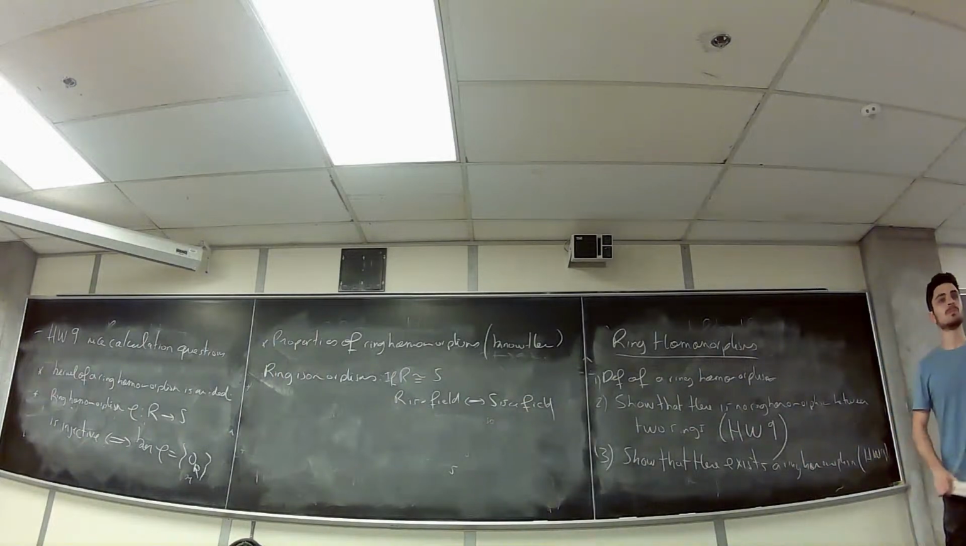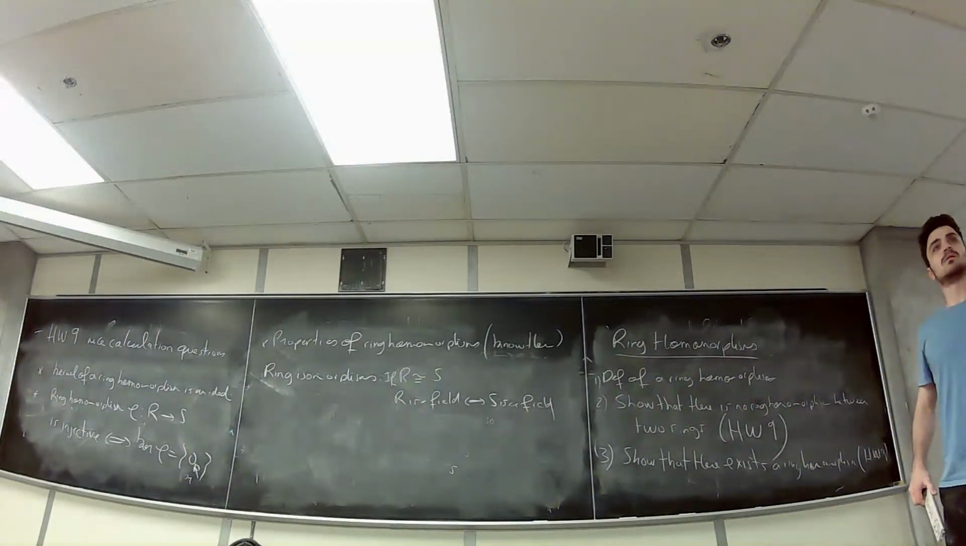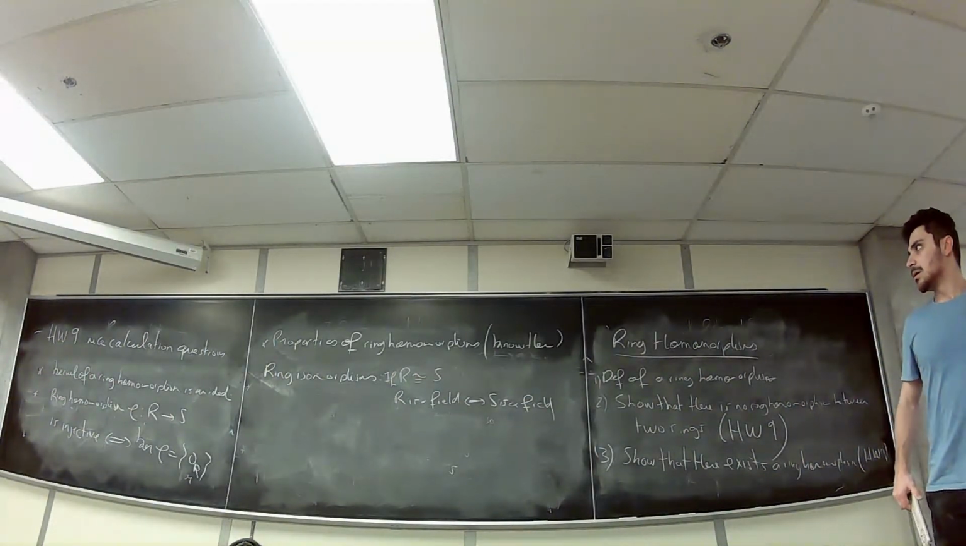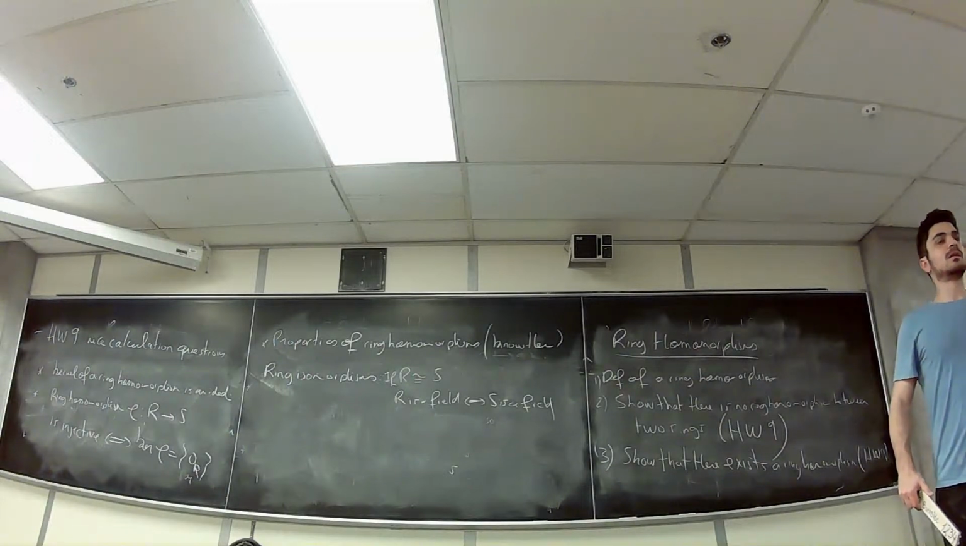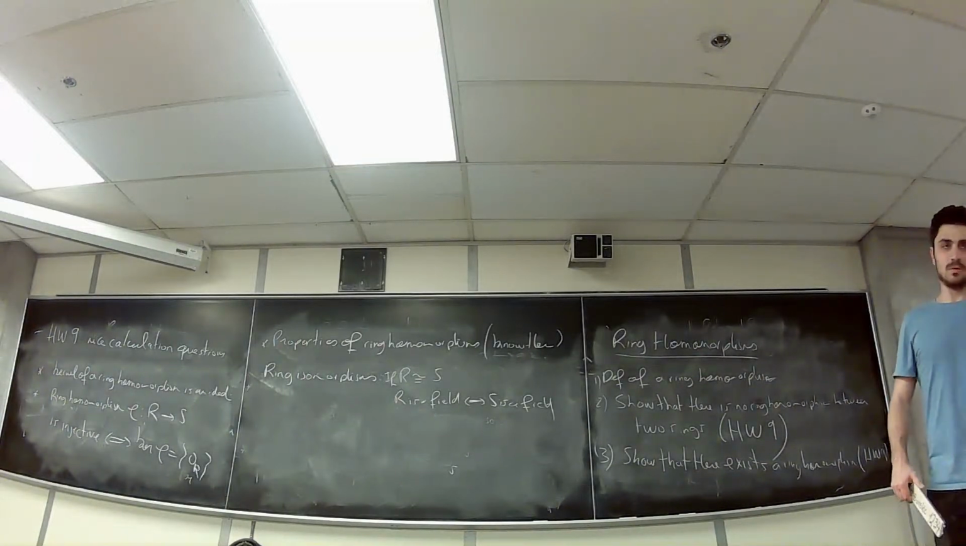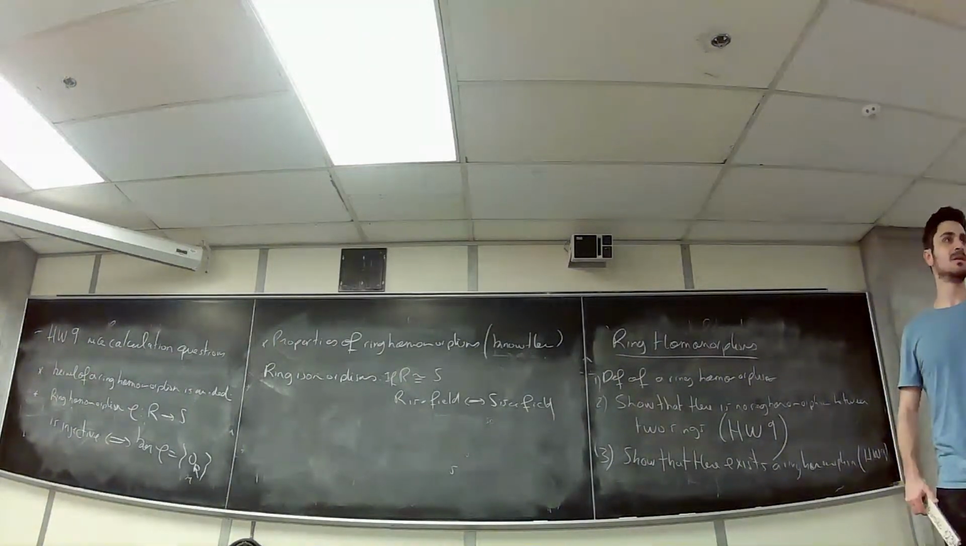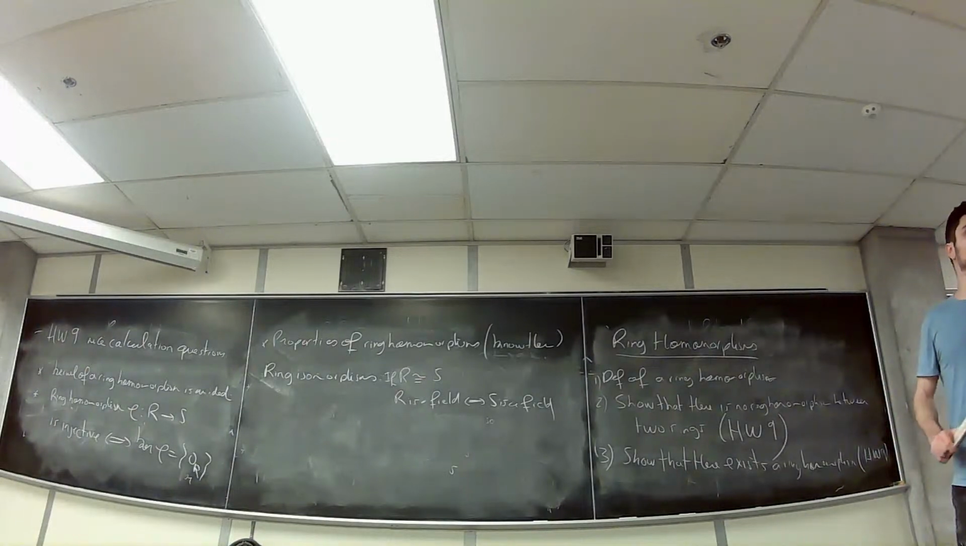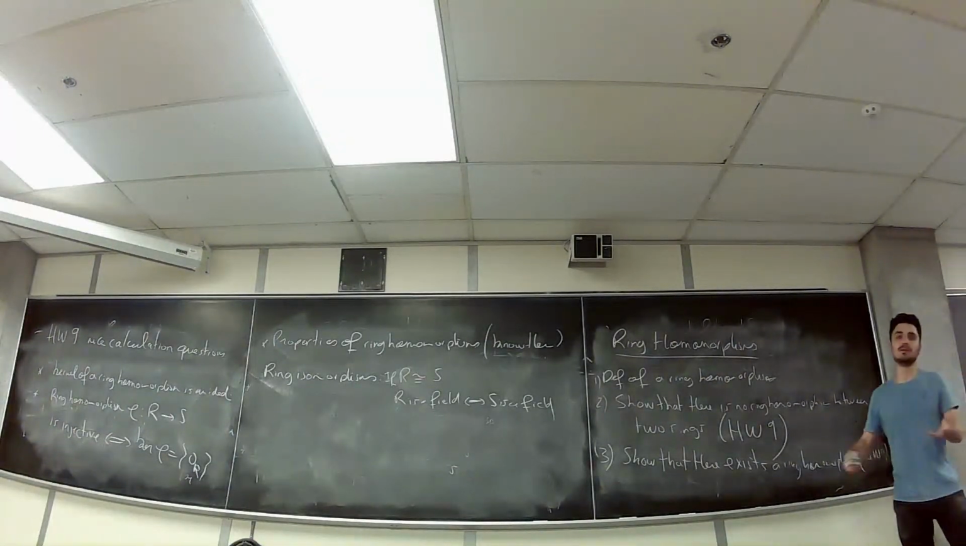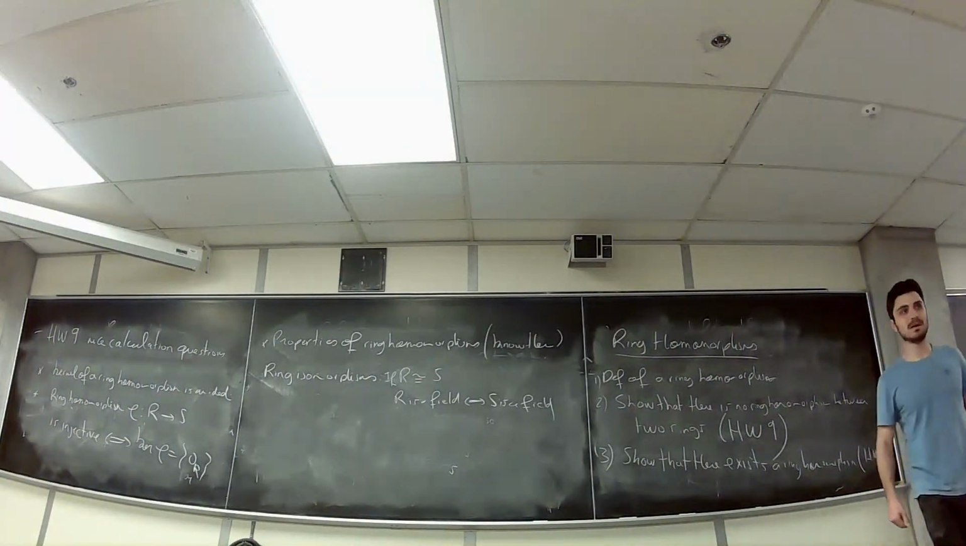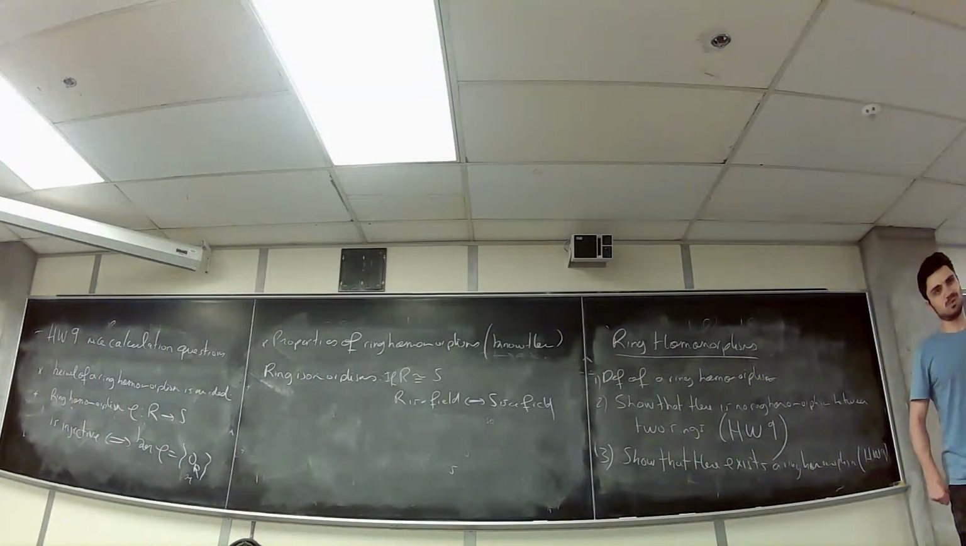For example, let's say I give you a field with 25 elements, and I tell you, is it isomorphic to Z mod 25? No, because Z mod 25 is not a field, but the field that you gave me has 25 elements. These two are not isomorphic. You didn't really see a field with 25 elements.